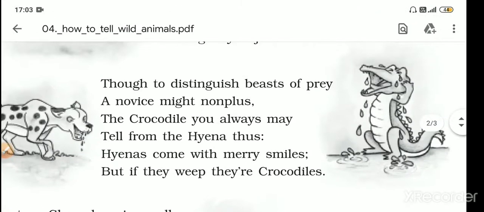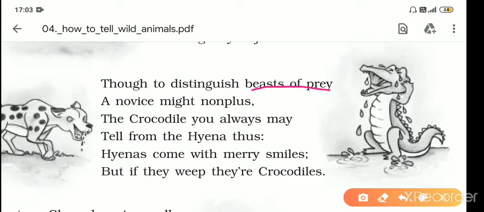Children, now let's see the word meanings. Beast of prey, any animal that hunts other animals for food. Novice, here novice means someone new to a job. Nonplus, it means completely puzzled or confused. So now let's see the explanation, that is the meaning of the lines here.